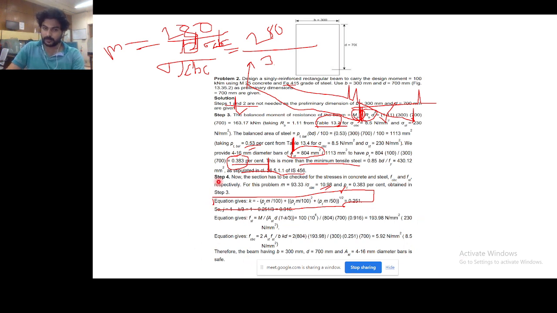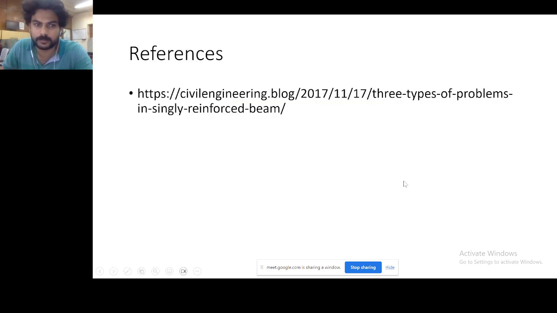So this last thing is a check. If you design something and you want to recheck it, you can do that, so that you can rectify any problems which come up in your designs. If it is not safe for the particular type of loading, then you can redo the design. This is the website I have followed for this content.